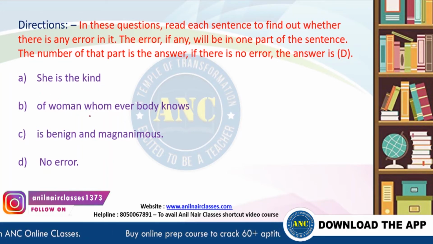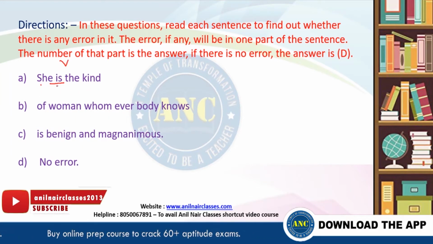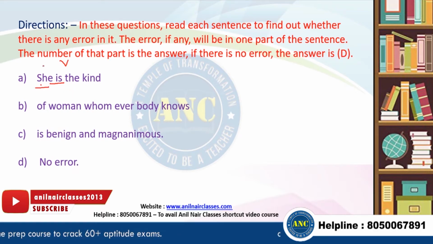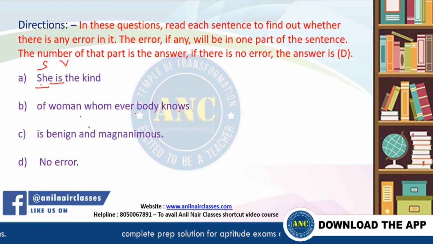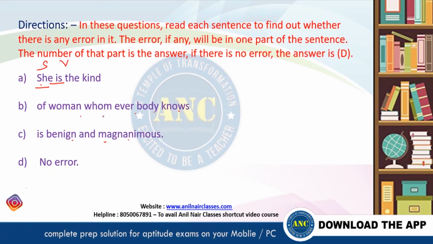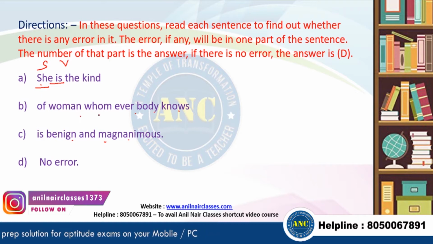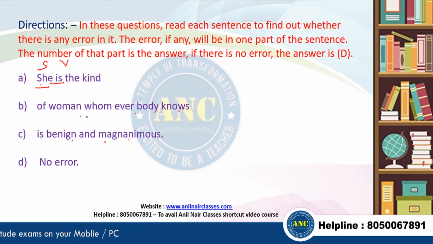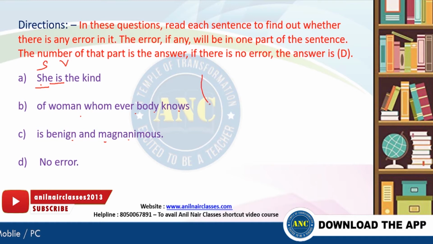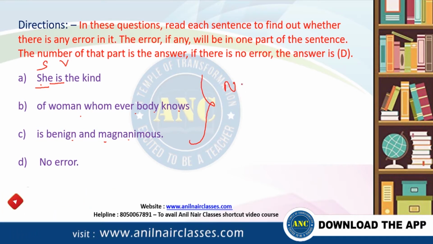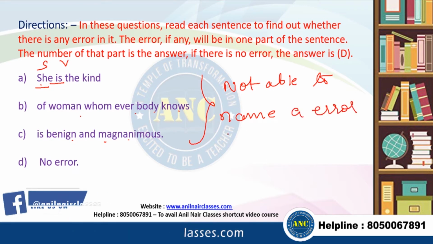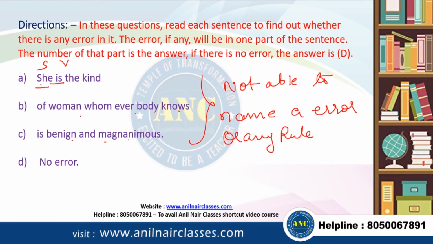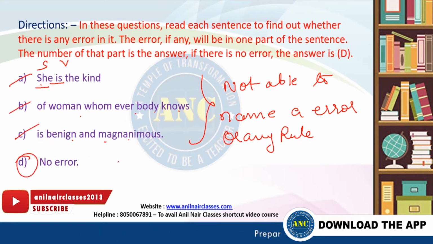"She is the kind of woman." She is the subject. "She is the kind of woman whom everybody knows is benign and magnanimous." Of woman, whom is the object pronoun, right? So that is also perfectly fine over here. So we are not able to name any error or any rule. If you don't know the rule, that means there is no error. Why are you simply trying to find the error? Get rid of A, B and C. Go ahead with D. Great.